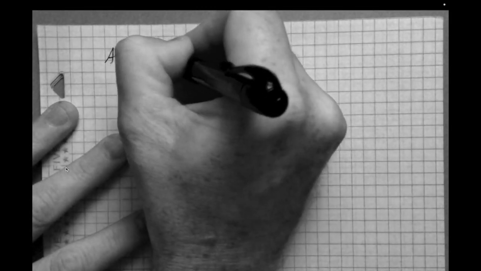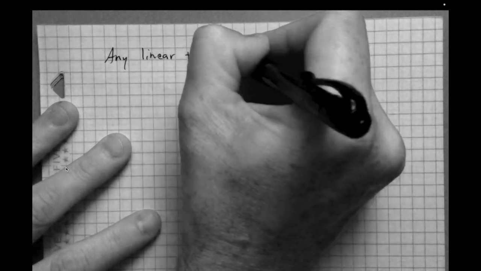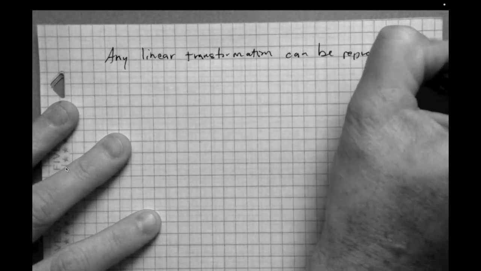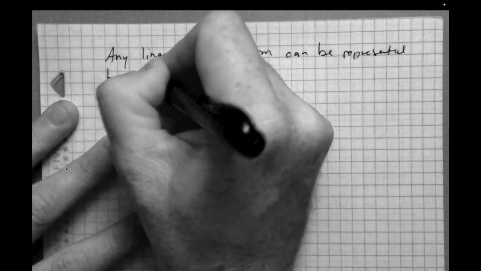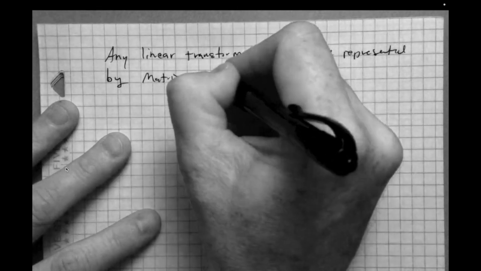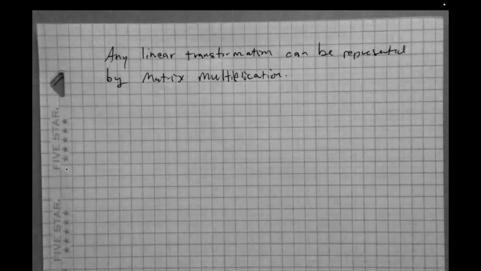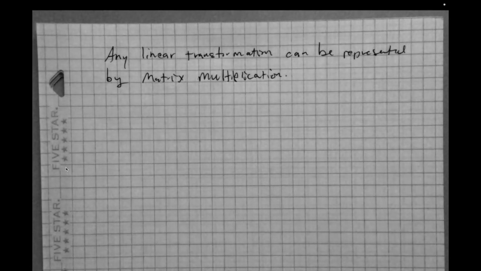So any linear transformation can be represented by matrix multiplication. That might seem remarkable. It should seem kind of remarkable. We've seen some pretty weird linear transformations, but it turns out any of the examples we've seen thus far can be converted into simply a matrix multiplication problem. Of course, the trick is in finding the matrix that'll do that.